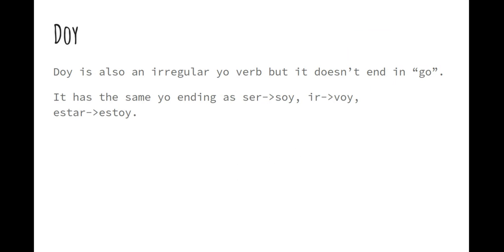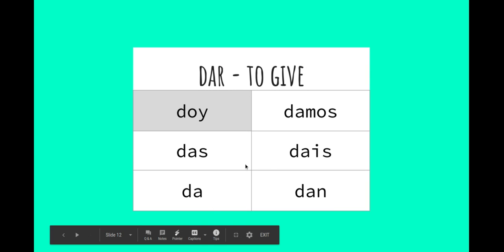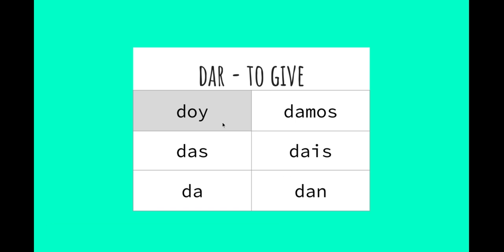Doy. Doy is also an irregular yo verb, but it doesn't end in go. It has the same yo ending as ser, ir, estar, right? That soy, voy, estoy. We talked about this with our Música Miércoles last week. We had dar, doy in our song. So dar means to give, and here is our chart for that. It is normal. It's an AR ending verb for all of these, except for, of course, our yo form, and it's just doy, just doy. The rest of them are the same.